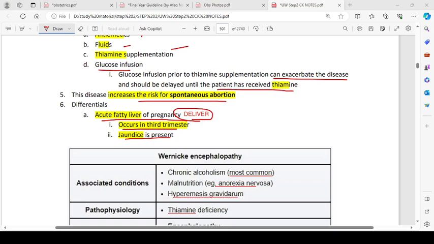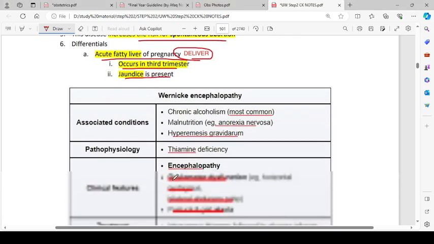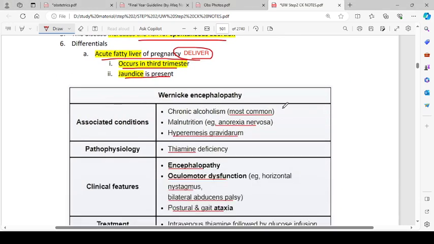Wernicke's encephalopathy, the table. So here you can see that associated conditions are chronic alcoholism, which is most common with Wernicke's encephalopathy, then malnutrition, for example, anorexia nervosa, and hyperemesis gravidarum. There is similarity between these two conditions. Both have vomiting as a symptom. So basically, any condition that decreases the vitamin content in your body, either because of lack of intake or because of excessive vomiting that expels the vitamins out of your body, can cause Wernicke's encephalopathy.